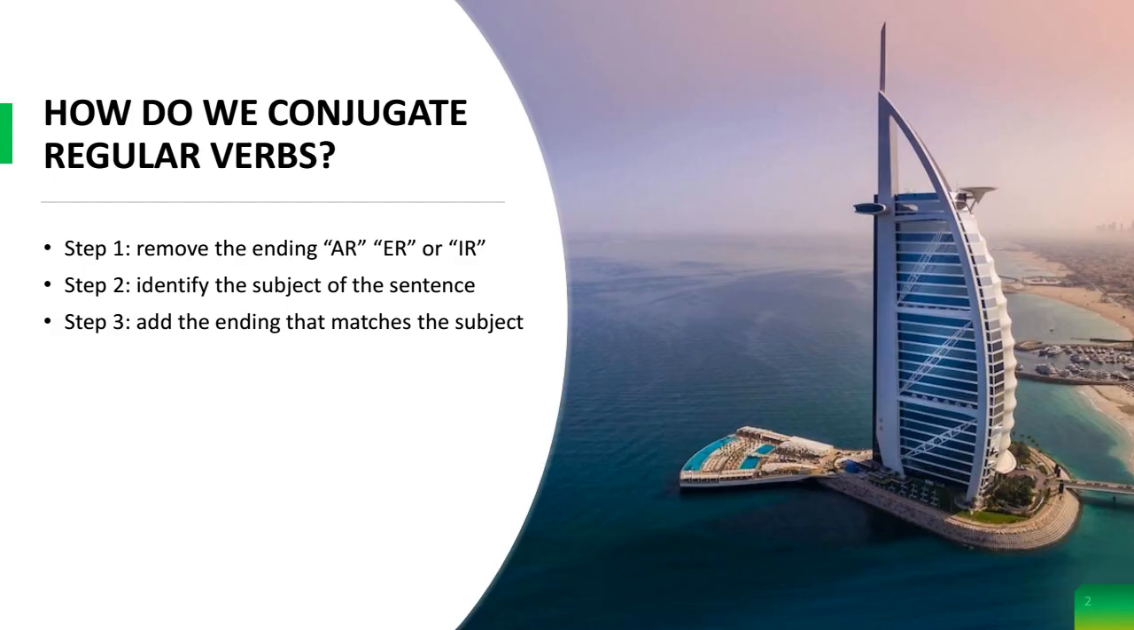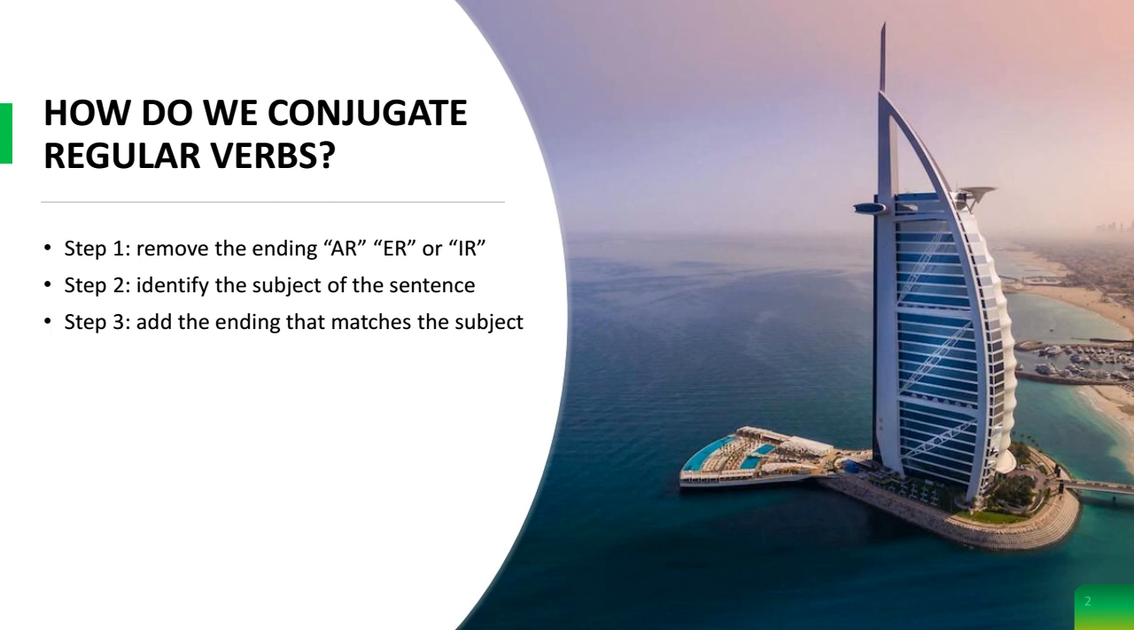The first thing that I want to do is review how to conjugate regular verbs. So there's 3 easy steps. The first step is to remove the ending AR, ER, or IR, because all verbs in Spanish end in AR, ER, or IR, like the verbs hablar, comer, and vivir are just a few examples.